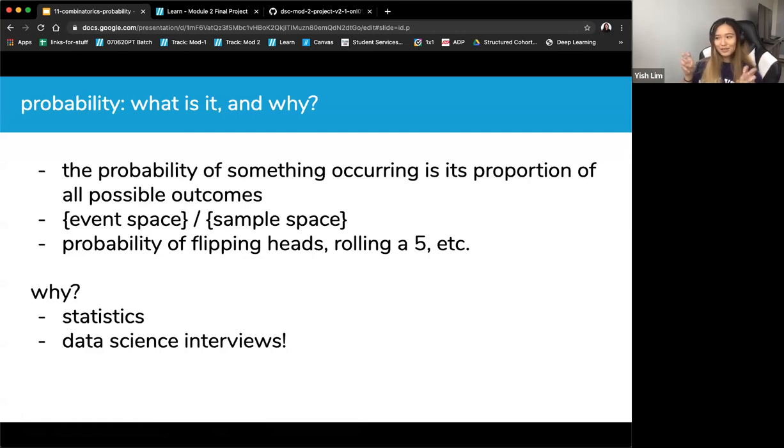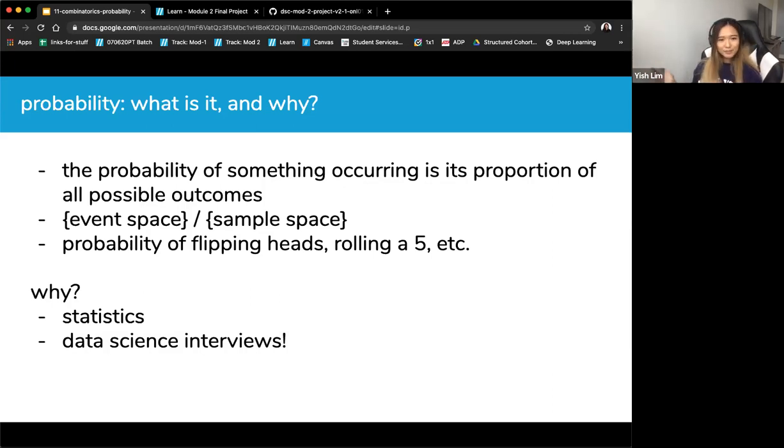In more mathy terms, it's the event space out of the sample space. The sample space is all possible outcomes. The event space is what you're looking for. So for the probability of flipping heads, I just mentioned 1/2. For the probability of rolling a 5, your sample space would be 1, 2, 3, 4, 5, and 6, assuming a 6-sided die. You have 6 possible outcomes. Rolling a 5 is 1 out of 6 of them.